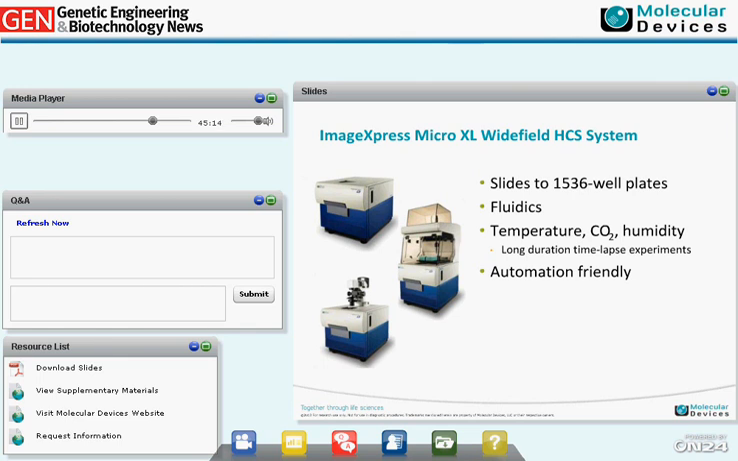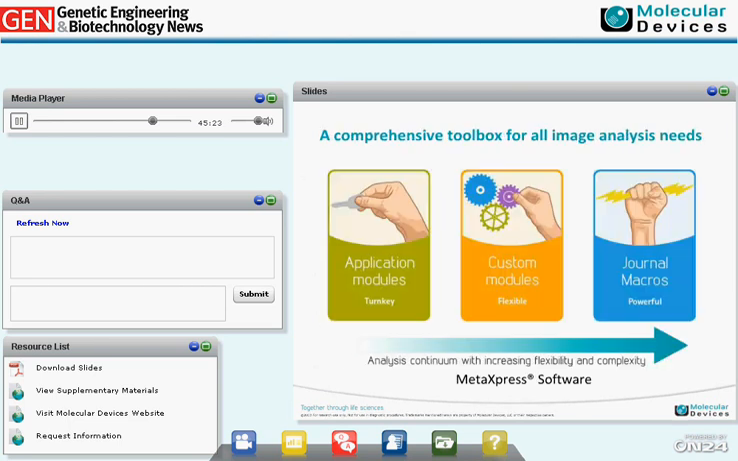This platform is also completely automation-friendly and can be incorporated with any number of robotic arms to enable higher throughput applications. The software package that drives both image acquisition and analysis is called MetaExpress. It's based in MetaMorph, which is one of the most well-loved and well-vetted image analysis programs in the field.